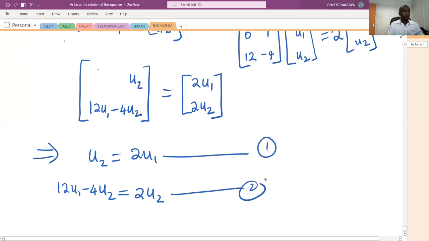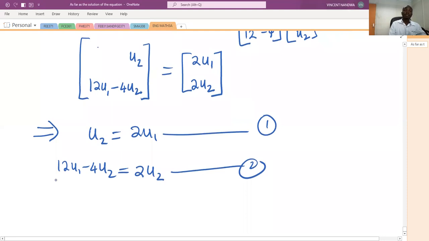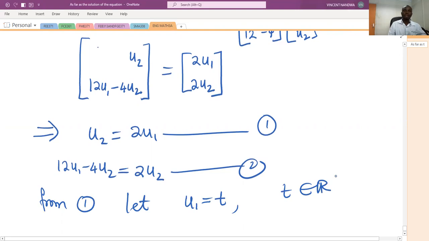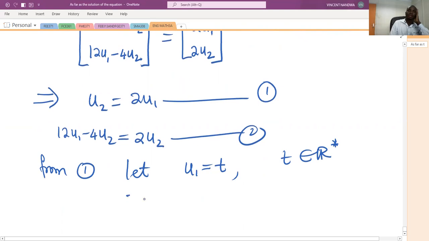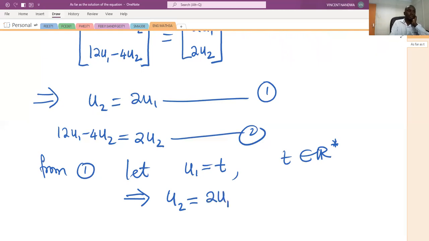Now we fix from 1: let u1 be t, where t is a non-zero real scalar. Immediately we do that, we get u2 to be 2 u1, that is 2t.